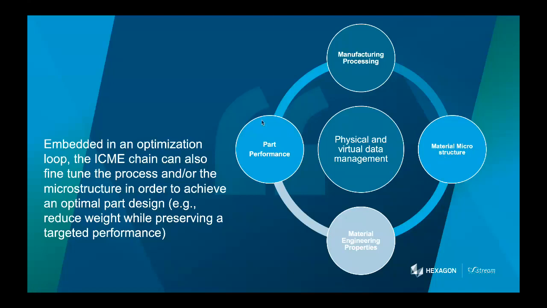Now, why did we draw a circle here or a loop? Because you can not only link all those pillars, let's say four pillars together, but you can embed all this chain in an optimization loop so that you can fine-tune the manufacturing process. And you can also fine-tune the microstructure or both of them in order to achieve an optimal part design. So for instance, you can design a part for a given performance while reducing its weight.